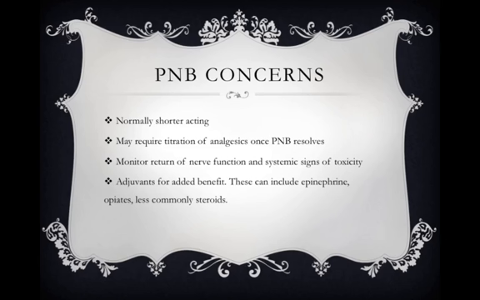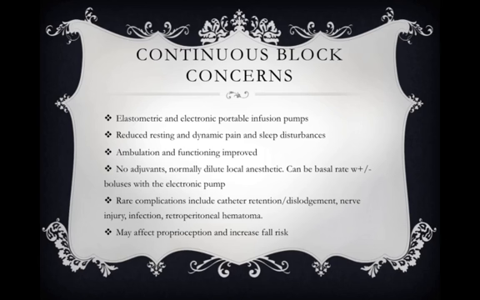And also remember that these can include adjuvants for added benefit, and these would be epinephrine, opiates, and less commonly steroids. So be sure to note those on your PACU evaluation and monitor for unwanted effects of those adjuvants. As far as the continuous nerve blocks, these are the ones with an indwelling catheter, and they can be elastomeric and electronic portable infusion pumps, and I'll show pictures of that in the next slide.